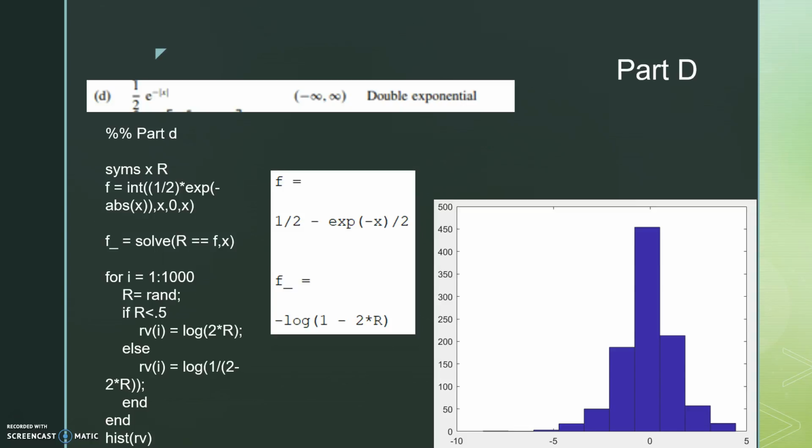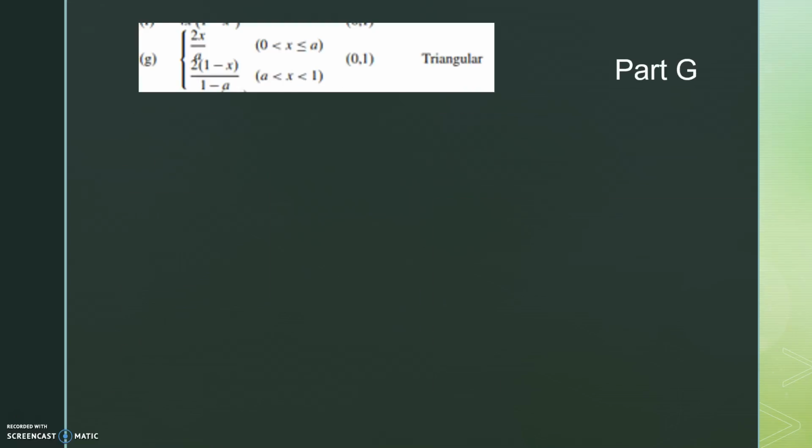And the big thing is, if r, the random variate, is generated and it's under 0.5, we do one function, which is one side of the exponential, and if it's greater than 0.5, we generate the other side of the function. So here we can see its mean is at 0, and it has exponential going both ways.